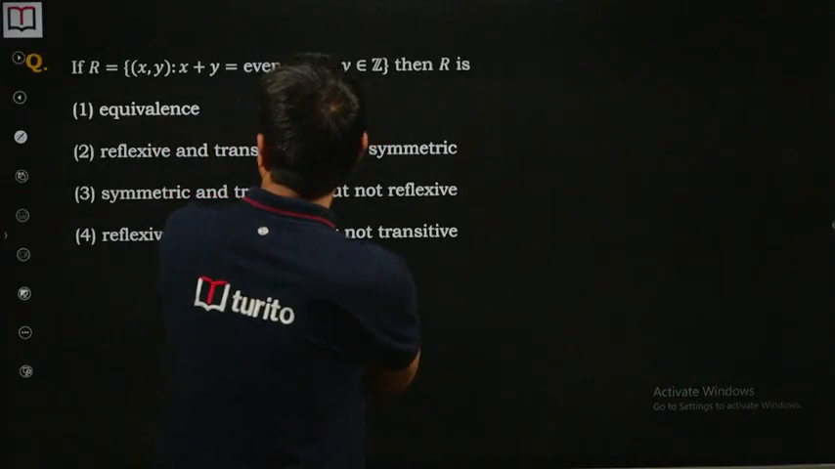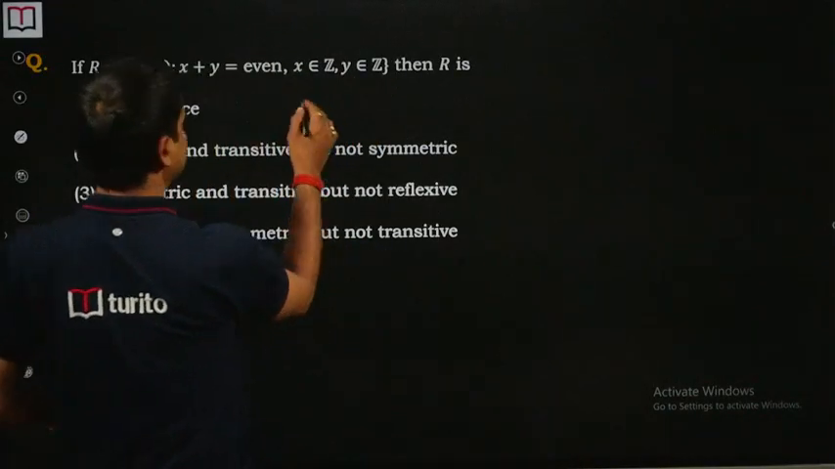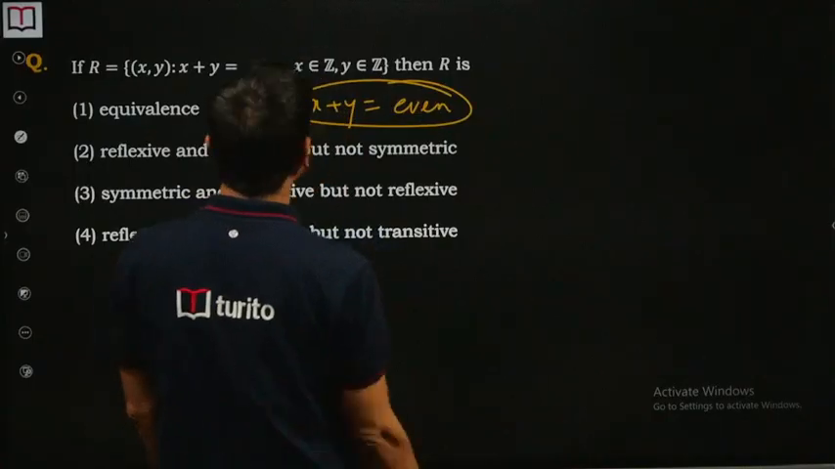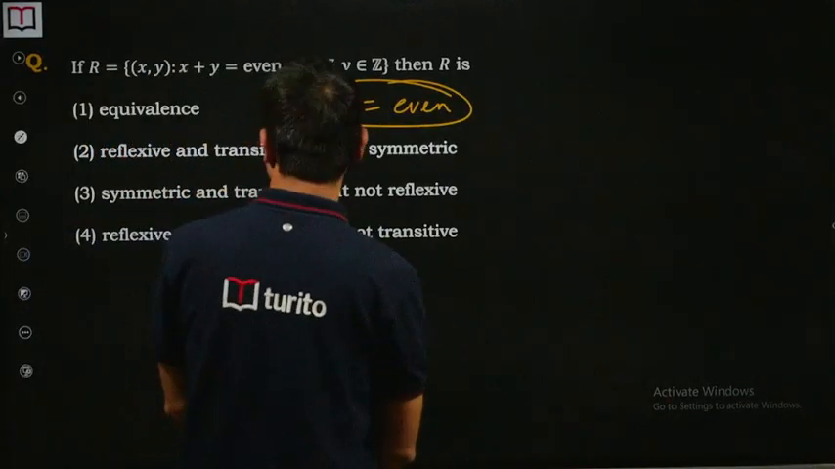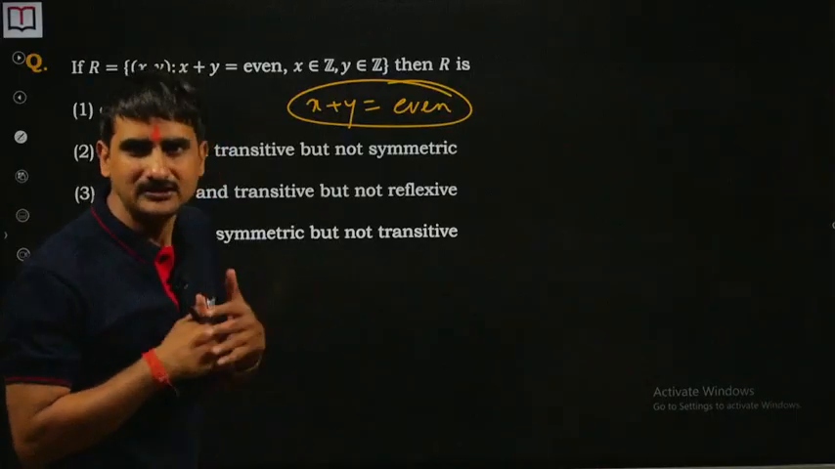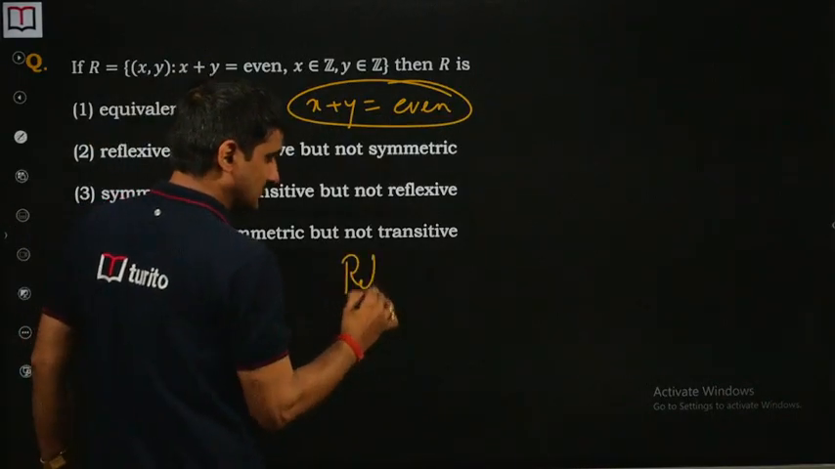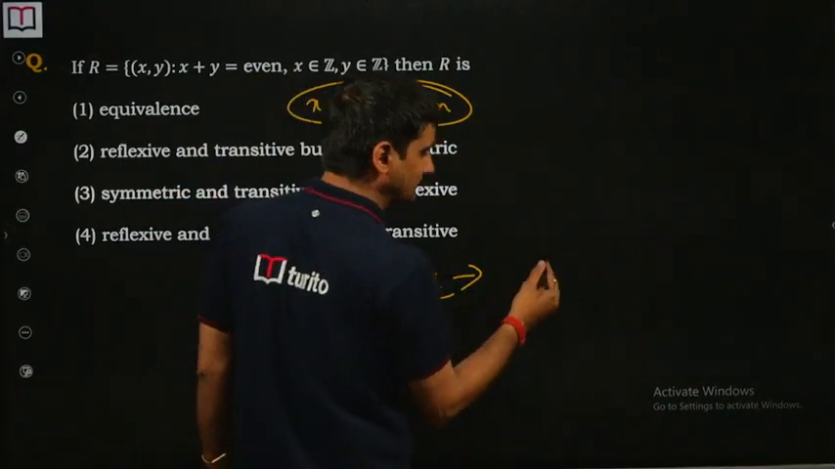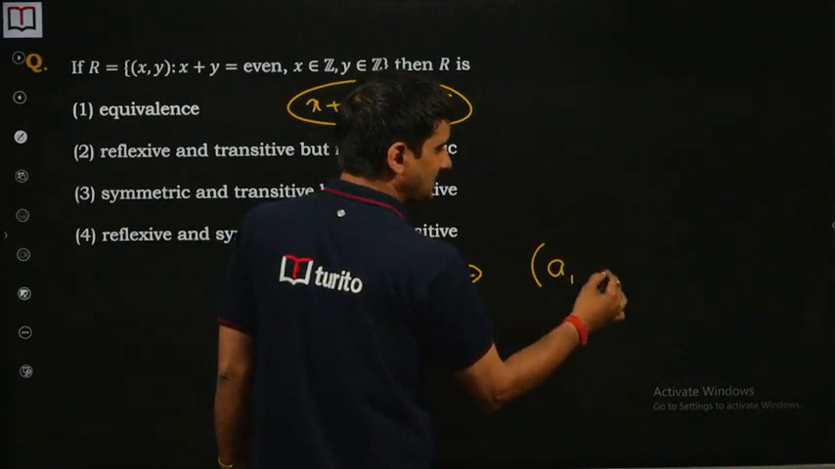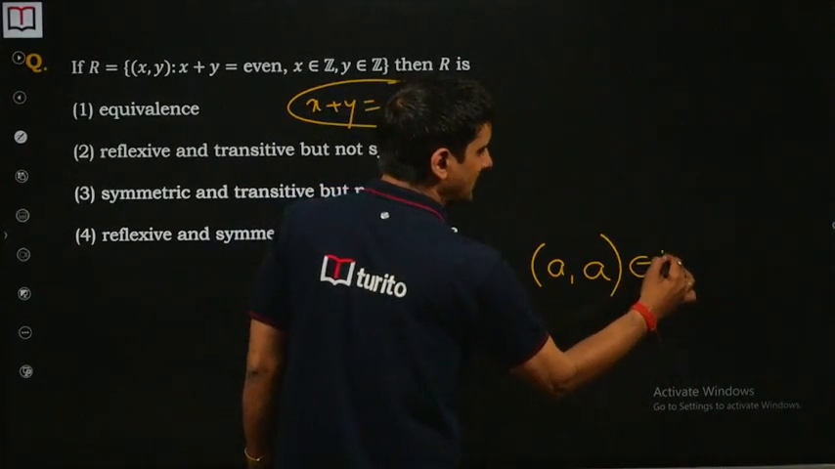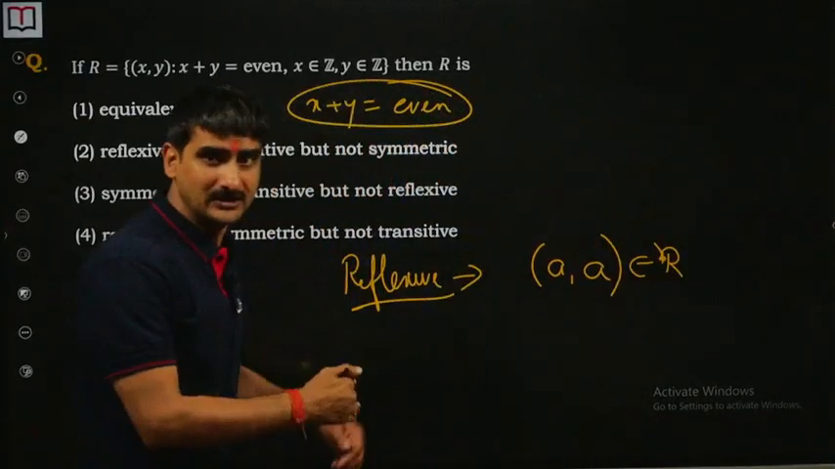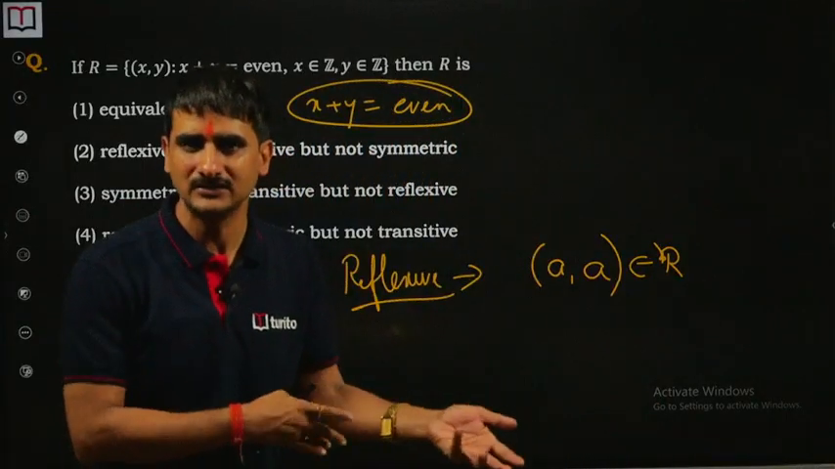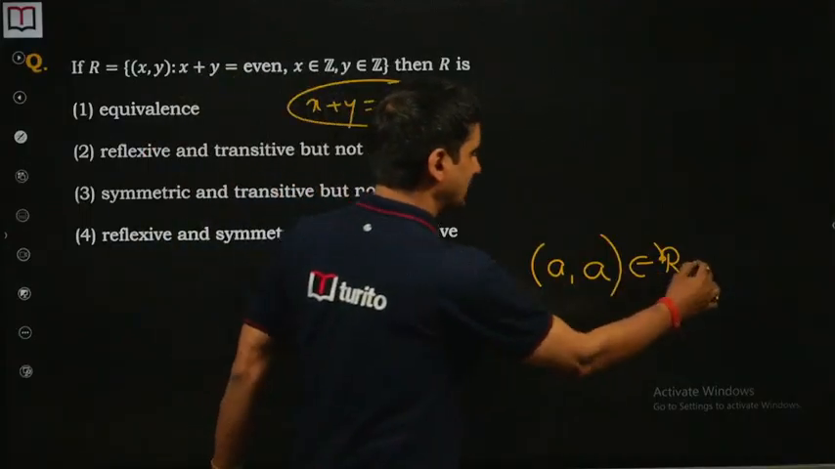Next is, if R is a relation x of y, x plus y is even and both are integers, then R is equivalence, reflexive, transitive. Okay, see, for it to be a reflexive relation. So how do we know that a relation is a reflexive relation? For a relation to be reflexive, every A should be related to A, should belong to R, I mean the relation. Okay, now here, because both are integers, if you add two integers, it's always a multiple of 2. It's 2 times A, which is an integer, so it's an even number, so that's reflexive.